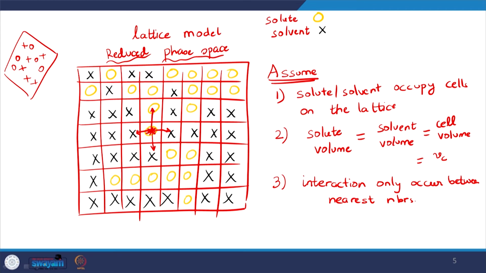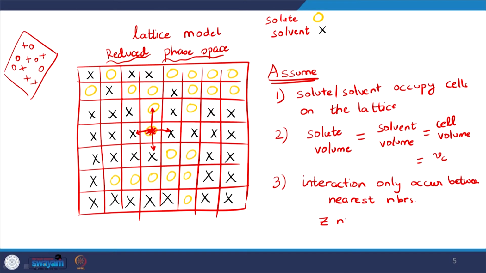By the way, even though I have tried to draw a square lattice here, you may imagine that if I want to do a 3-dimension, I can draw a cubic lattice. If I want to have somewhat better representation, I can use a triangular lattice. The lattice form is not really very important here. That will not change the results that I am trying to discuss. So, in general, I can say that there are Z nearest neighbors. In this case, Z is equal to 4.